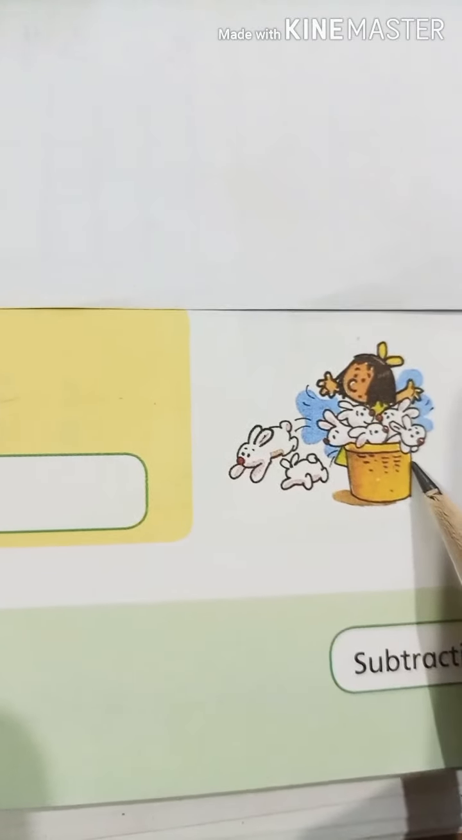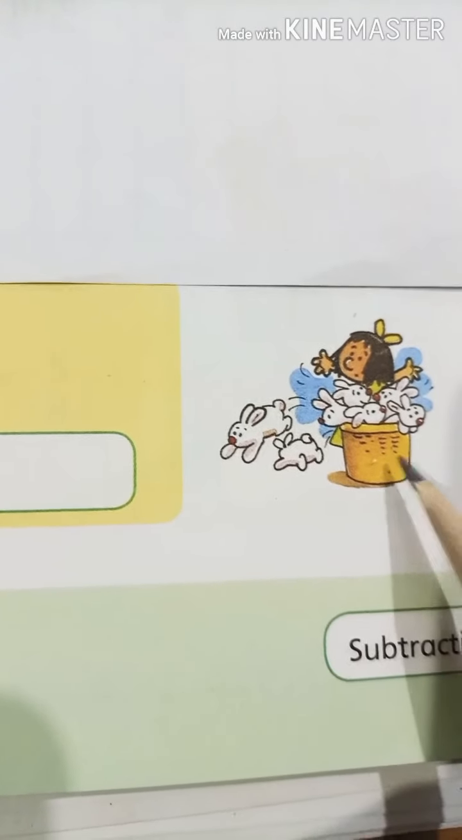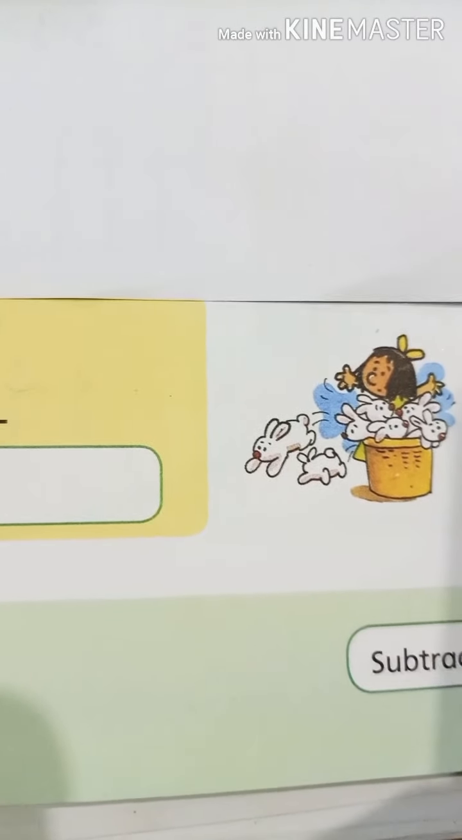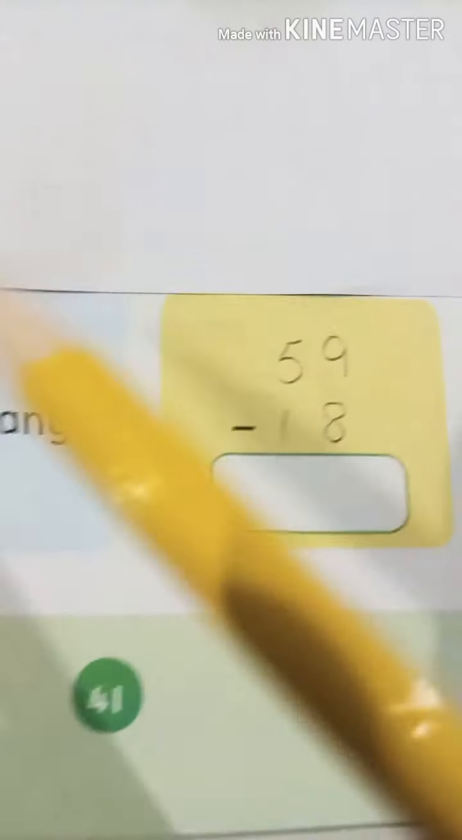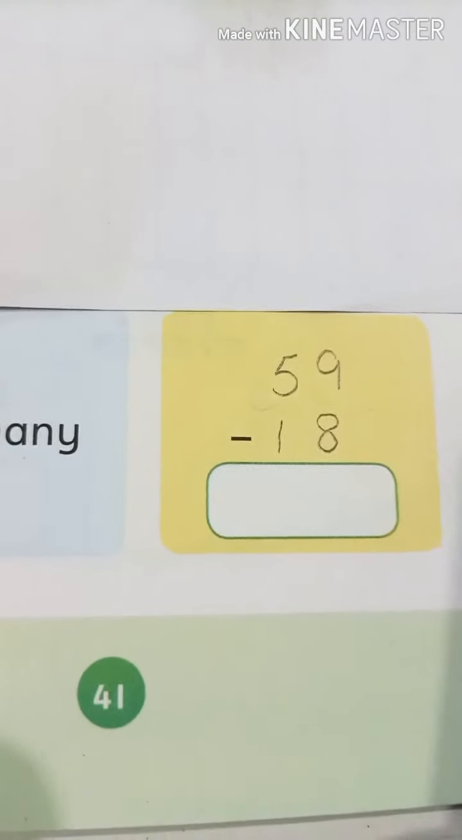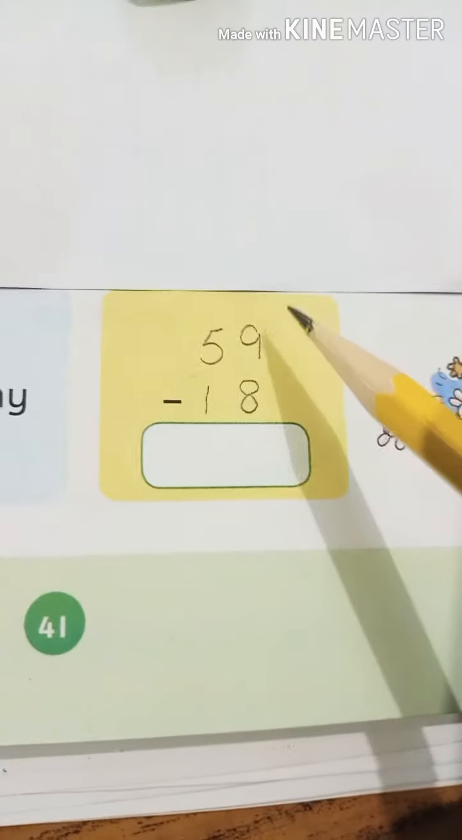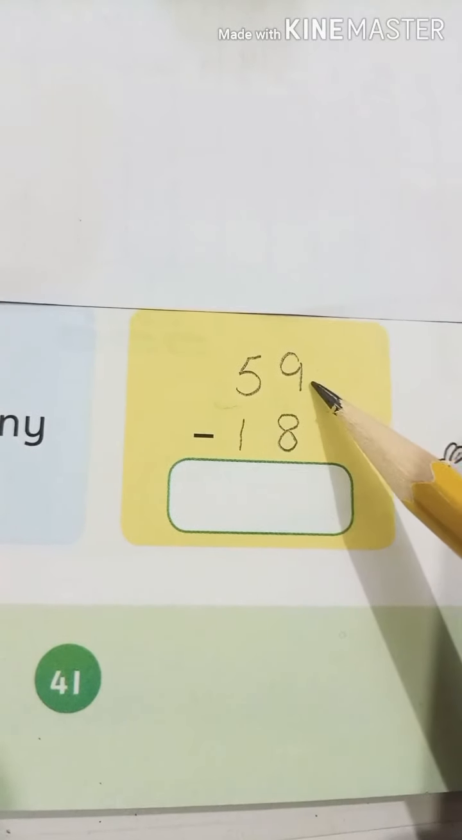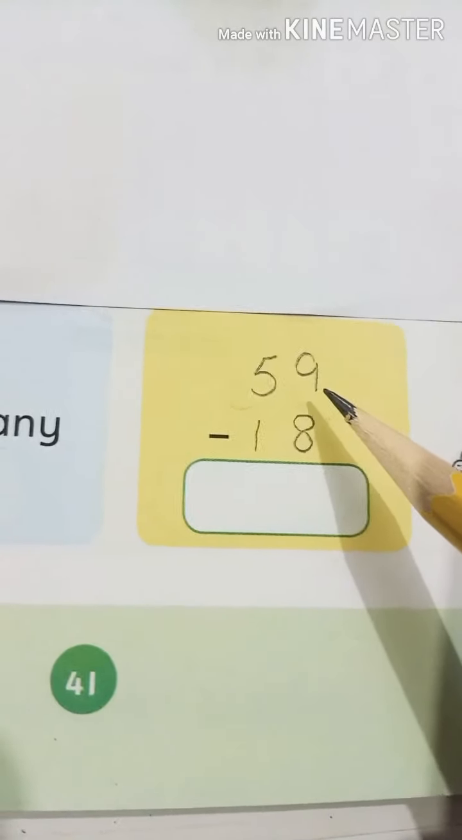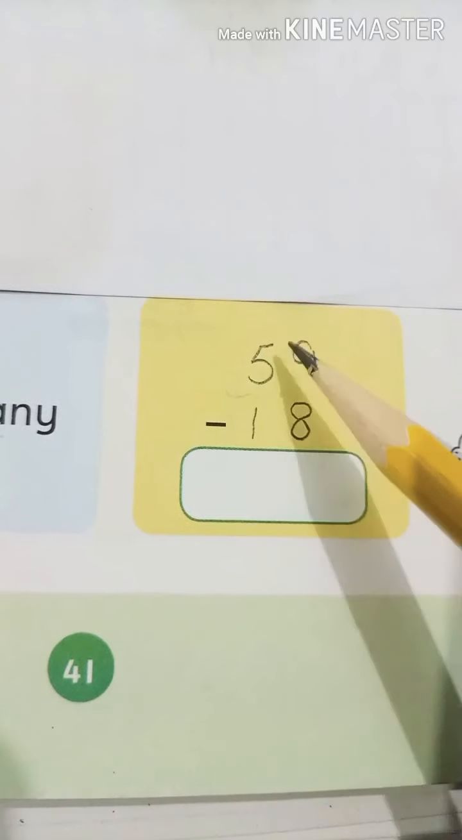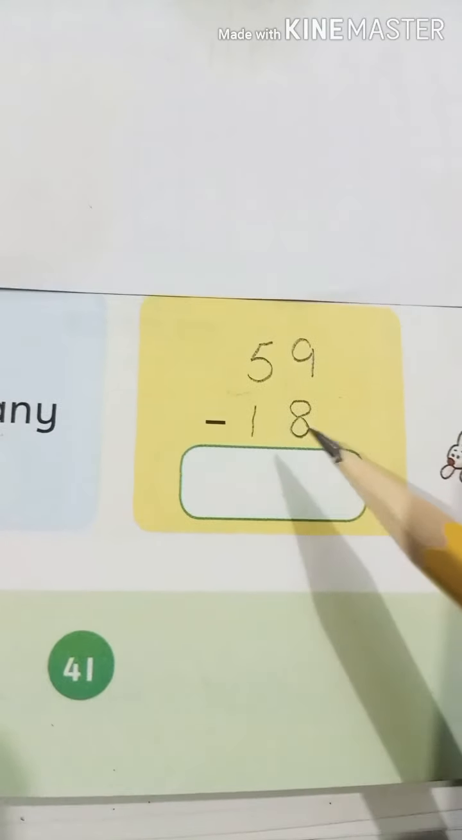Look students, rabbits are hopping away from the baskets. Leila has 59 rabbits while 18 have moved. Okay, how many are left with Leila? Can you help her to find out? Yes students, you can help Leila to find out the remaining rabbits in this manner. Okay, we have written the number 59, that was the total number of the rabbits, and we have written just beneath it the number 18, that was hop away.